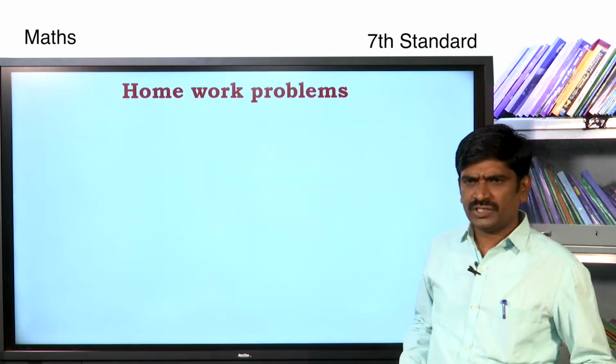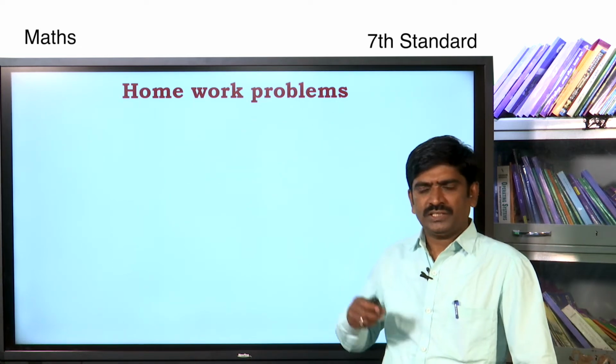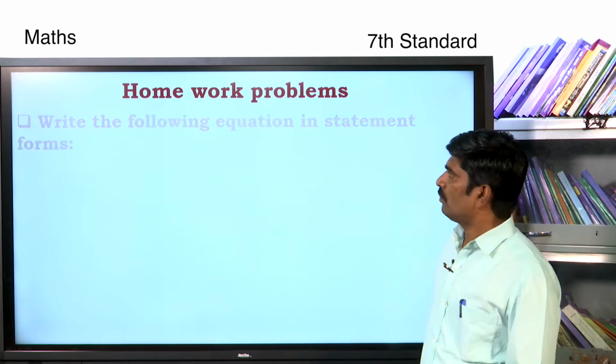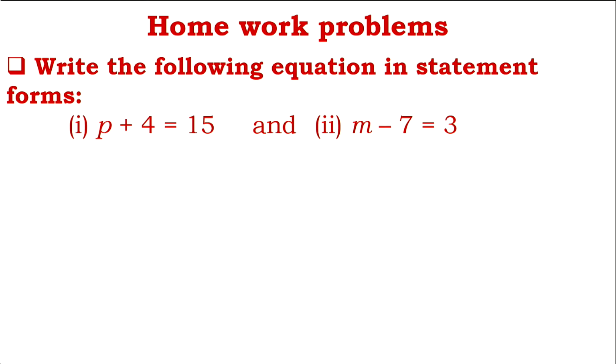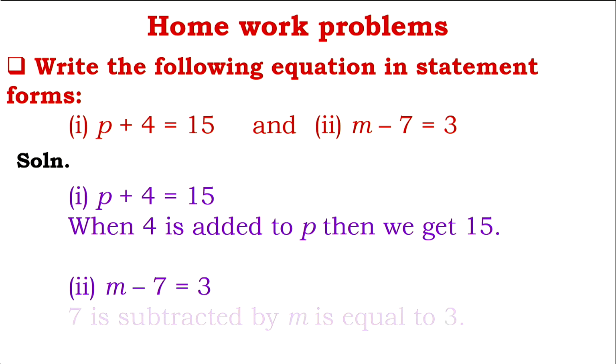Before we go to the second session, we solve some homework problems. I think you have done them, and check them with your teachers or your parents. First one, some equations are given here in statement form. P plus 4 is equal to 15: when 4 is added to P, then we get 15. Very good. Second one, m minus 7 is equal to 3: 7 subtracted from m is equal to 3.